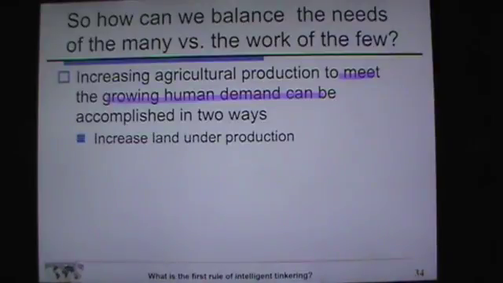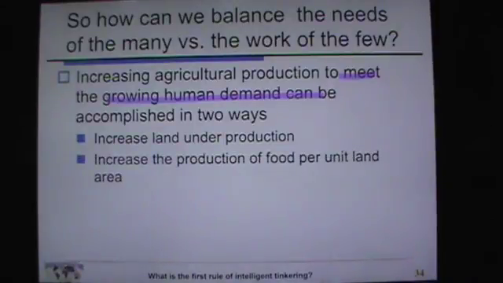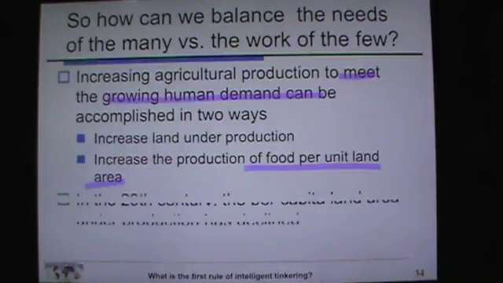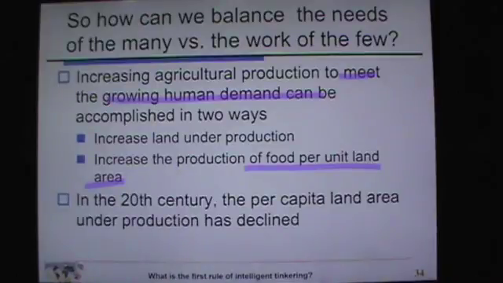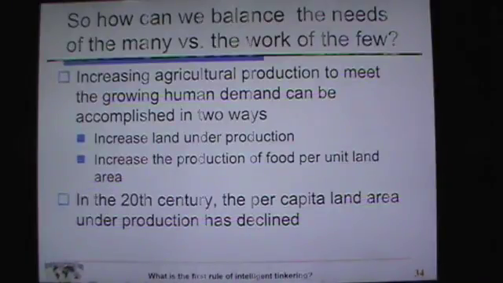You can increase the amount of land under production, which we really haven't done since the 1960s. Or you can increase the production of food per unit land area, which is what we actually have done. That's what the Green Revolution is all about. In the 20th century, the amount of land area under production has actually dropped. We built more cities, and also ruined some of the land.